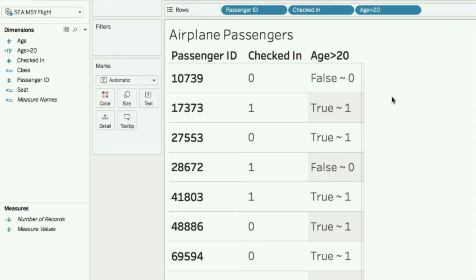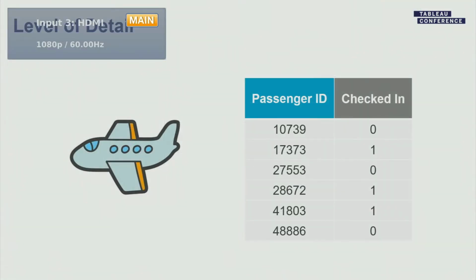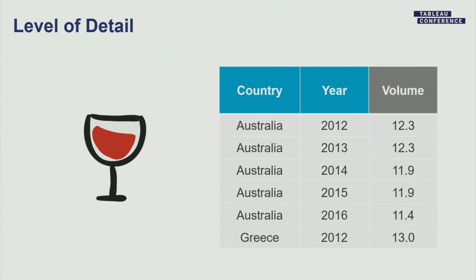Now, in our next data set, the worldwide wine production data, we're looking at a table where we have information at the country and the year level. So if I only look at the country column, I cannot uniquely identify a row in that table. The volume, in this case for each row, maps to a country and year value pair.